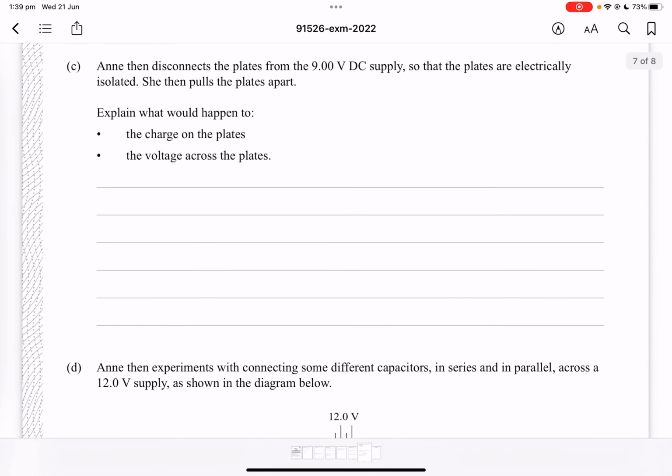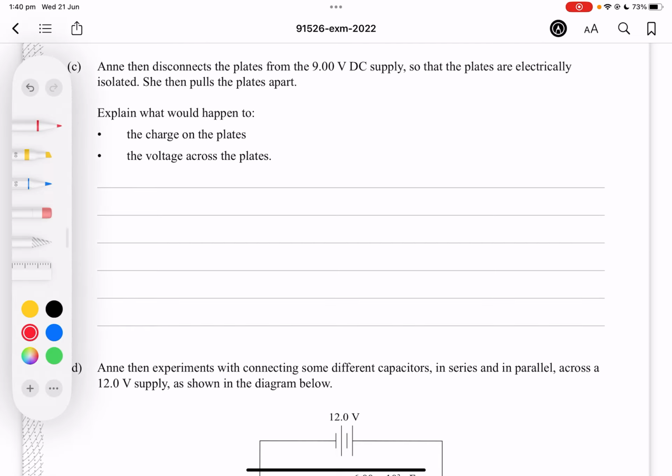Cool. Let's look at question C. So Anne then disconnects the plates from the 9 volts DC supply so that the plates are electrically isolated. She then pulls the plates apart. So explain what happened to the charge on the plates and the voltage across the plates. Alright, so in this case, she disconnected the plates, so therefore the charges can't really flow anywhere, so therefore the charge on the plates is going to stay the same. Okay, so charge cannot flow, so charge stays the same.